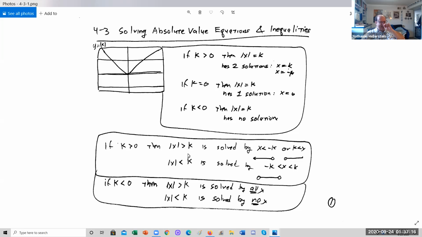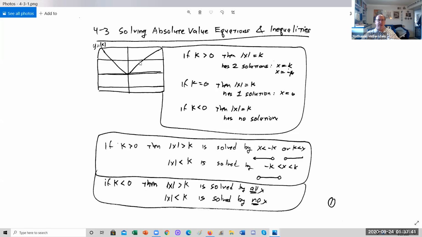Now, let's talk about inequalities. Absolute value of x greater than k. All right, so let's say k is positive. Greater than k, well, that's this part of the line or this part of the line. Absolute value of x greater than k is basically all the points out beyond plus or minus k. So it's less than negative k or bigger than positive k.